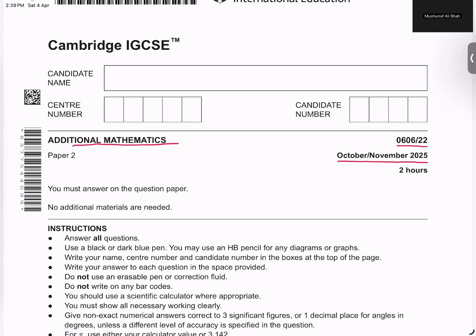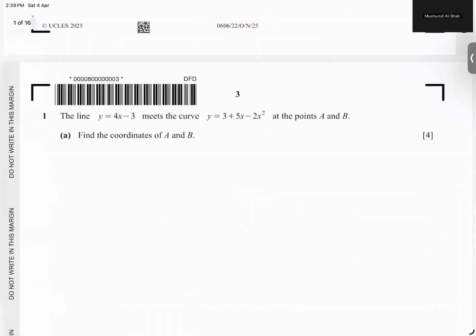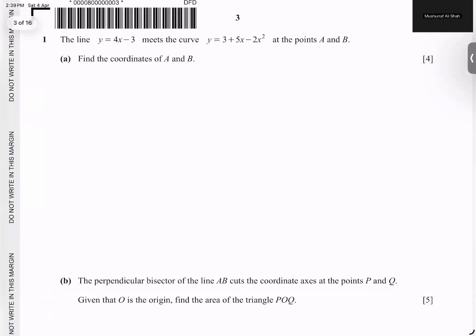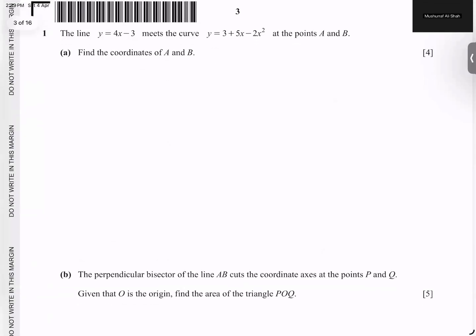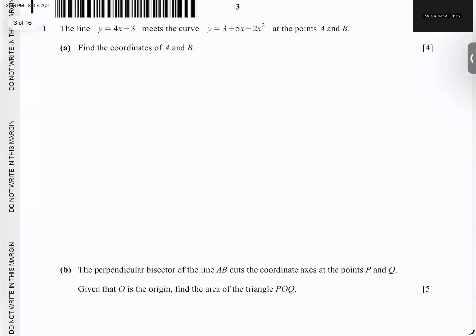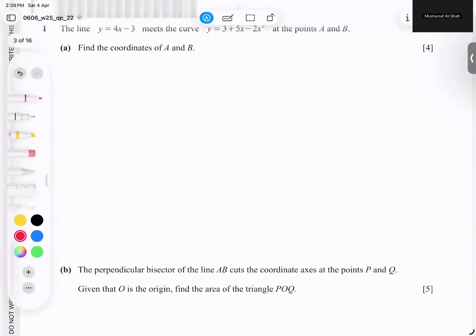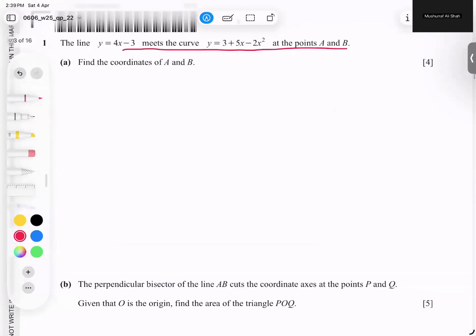We are going to start. So let's start. Question number one, we have this line that meets the curve at 2 points. Two possibilities, this y value copy here or this y value copy here. Both are okay. I am copying this value here.